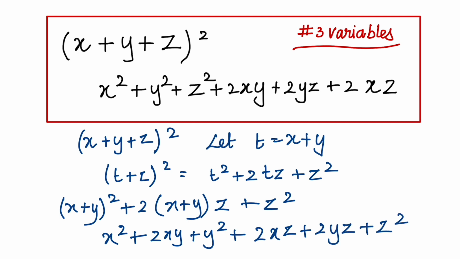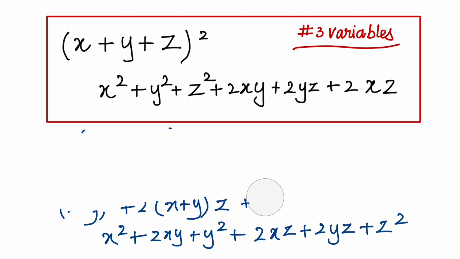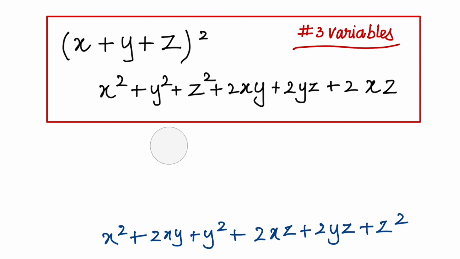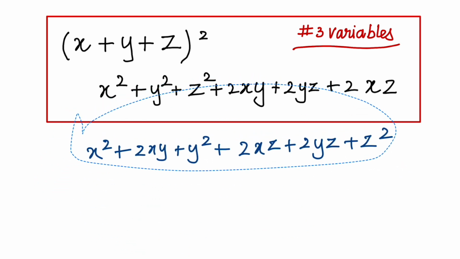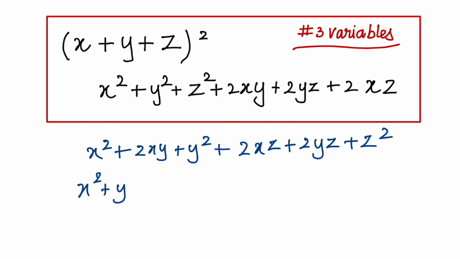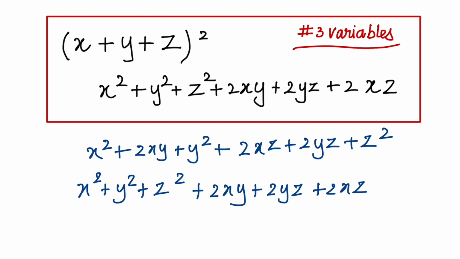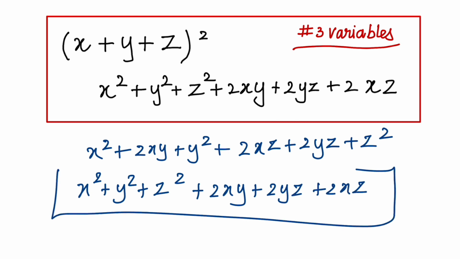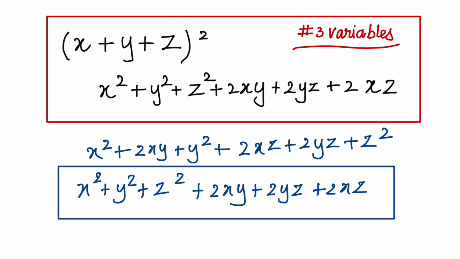So that is the derivation. Now if you just rearrange these terms, let me erase these things, and I'm going to move this to the top. If we rearrange these terms, with x², y² and z² at the beginning, you have 2xy + 2yz + 2xz. So that is how we derive this identity.